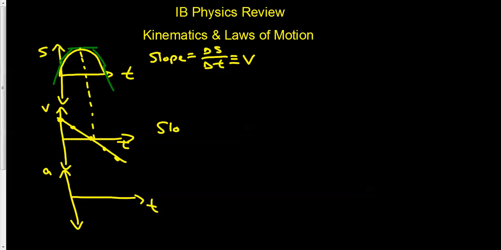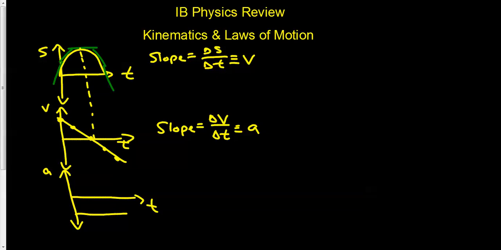And since the slope of your velocity time graph, which is really a change in velocity with respect to time, is the definition of the acceleration, we could take a look at that slope, which is a constant negative value, so therefore the acceleration is a constant negative acceleration.